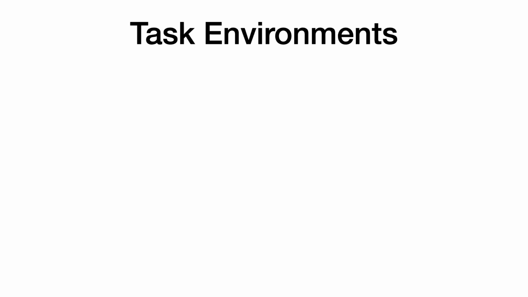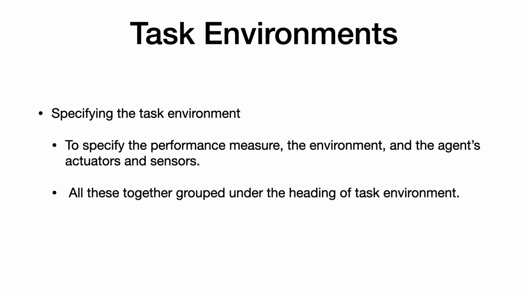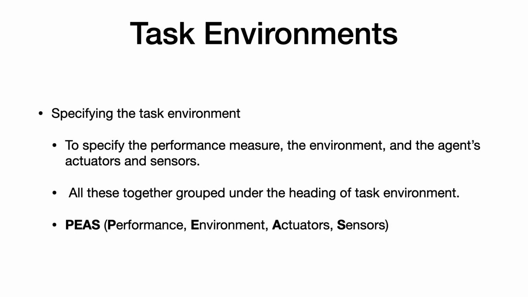Some of the examples of rational agents we are going to see soon, and before we go there, we need to know what is called task environment. The task environment puts together all the things we have seen, which is to have performance measure, environment, actuators and sensors. We call all these put together as PEAS: performance, environment, actuators and sensors.